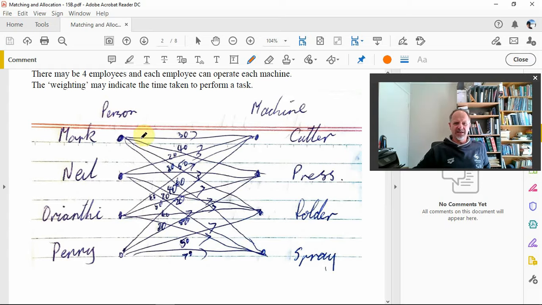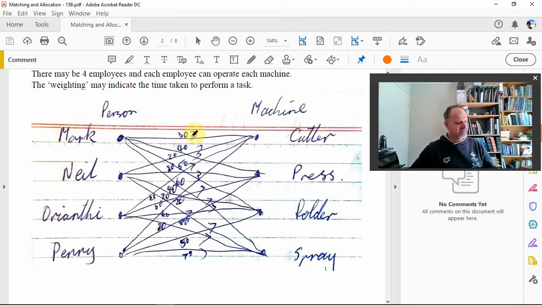So Mark up here, for example, might be making something that this company is going to sell. Mark knows all the steps. He can do all the steps, but if he uses a cutter, it takes 30 minutes. If he uses the press, it takes 40 minutes. If he uses the folder, it takes 50 minutes, and the sprayer, 60 minutes. When you do the same for all the people, you get all these numbers and lines, and it's very, very confusing.